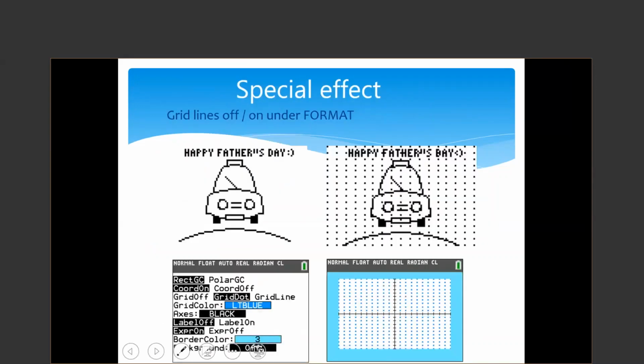Okay, more special effects. You can go to the grid line and set the grid line to some color, or you can set the grid line to be a dotted line or a solid line, or you don't want it, under format.